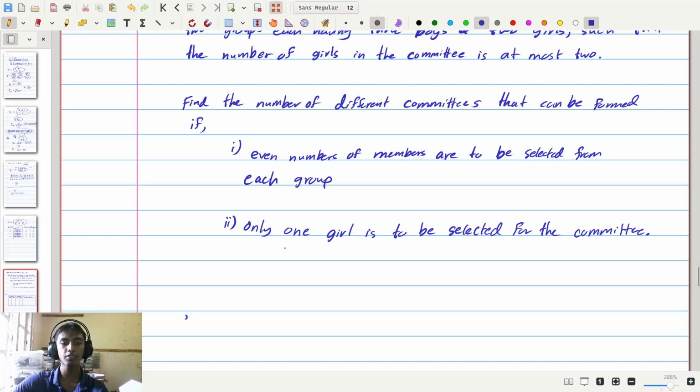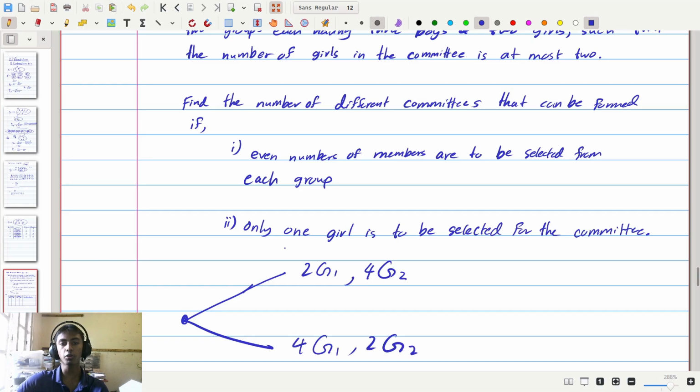So here if we start with our tree diagram, just to get an idea of what's happening, we don't need to do this in the exam by the way, this is just for your conceptual understanding. We can either select 2 people from group 1, which I'm going to represent like this, and therefore 4 people from group 2, or we could select 4 people from group 1 and therefore 2 people from group 2. These are the 2 possibilities.